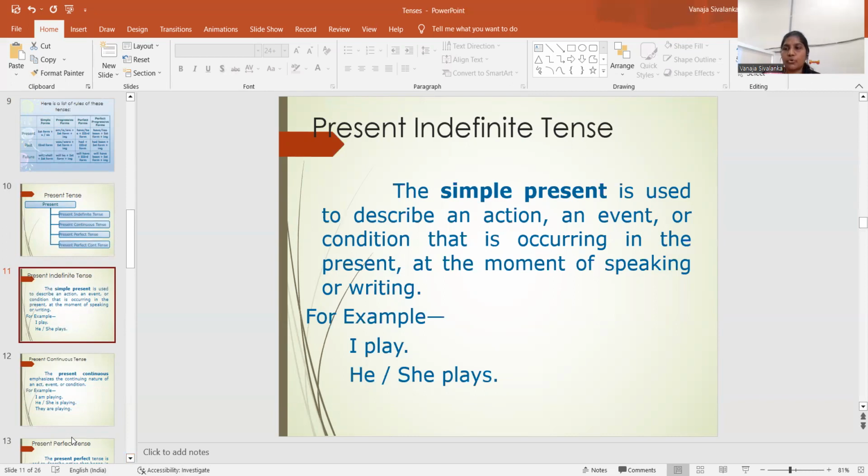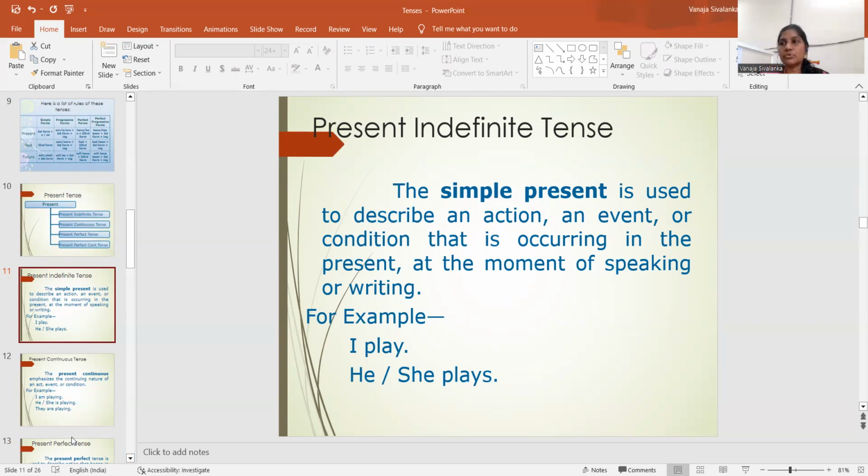And second point, simple present is also used for permanent facts. For example, Mary lives in India. And simple present is used for universal truth or scientific facts. For example, the sun rises in the east. Milk boils at 100 degrees Celsius.